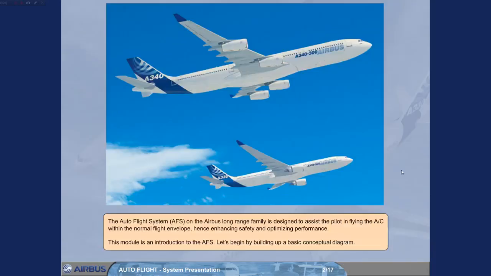The Autoflight System, AFS, on the Airbus long-range family is designed to assist the pilot in flying the aircraft within the normal flight envelope, hence enhancing safety and optimizing performance. This module is an introduction to the AFS. Let's begin by building up a basic conceptual diagram.